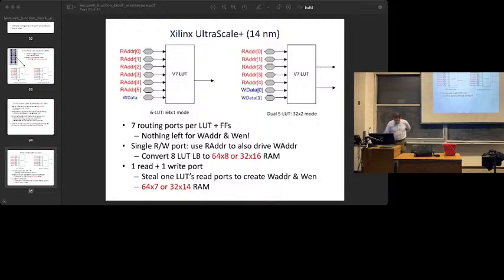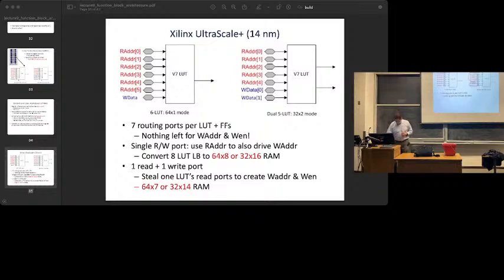So if you look at that, in 6-LUT mode, they've got 6 of them used for read. They could use the 7th for the data to write to that. In 5-LUT mode, they'd have 5 of them used for read, and they'd have 2 left for the data inputs they need to write to the 2 5-LUTs. But there's nothing left for the write address, okay? Because they only had 7 routing ports instead of 8. They can't steal 1 from each thing and build up a write address.